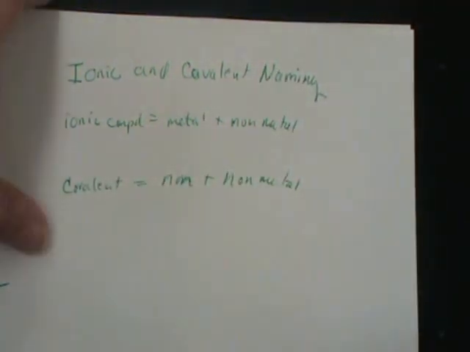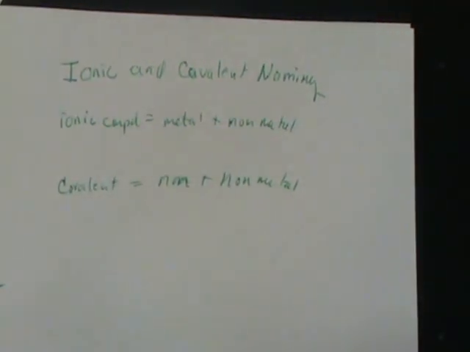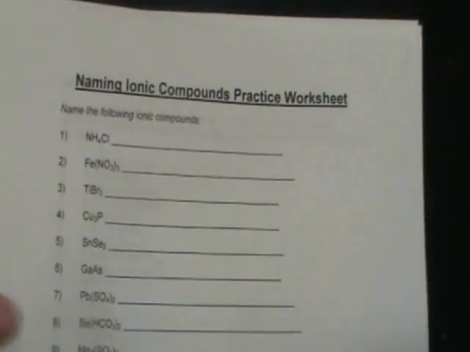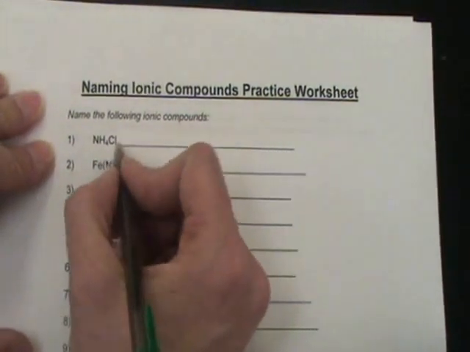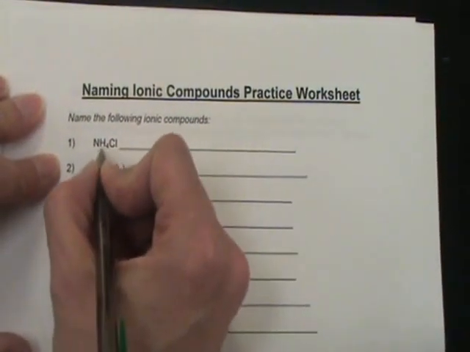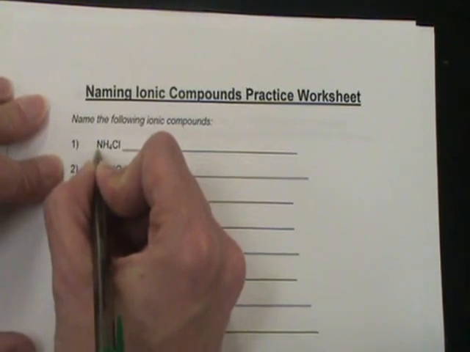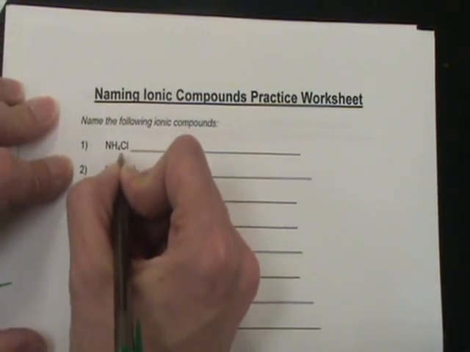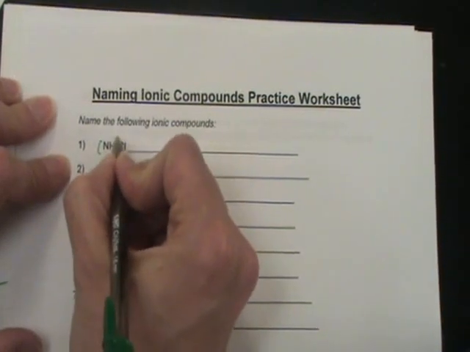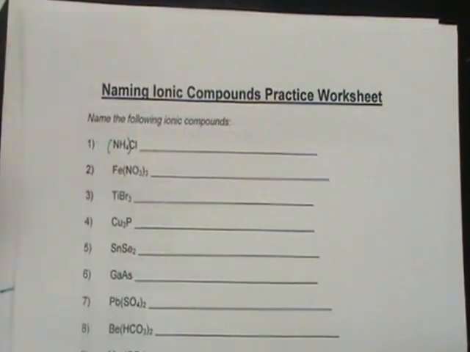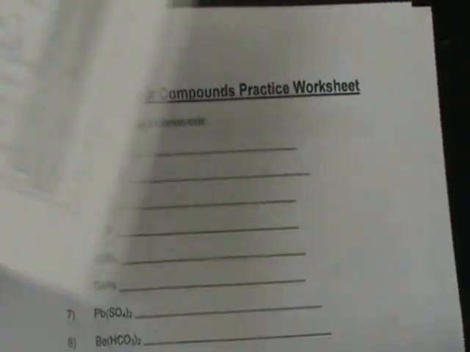So let's just look at a couple examples as far as naming. When we look at these problems and we're asked to name these, the first thing I'm going to look at is, in this case, these are all nonmetals. However, this is probably not a good example to start with, but this right here is one of your polyatomic ions. How do you know what your polyatomic ions are? They are on the back side of your periodic table.